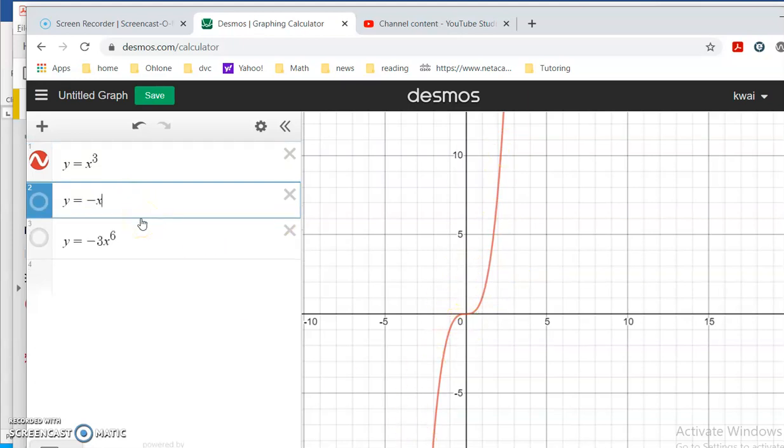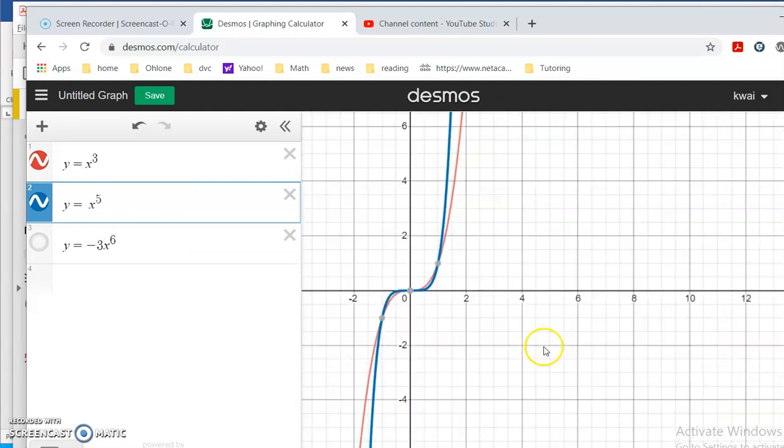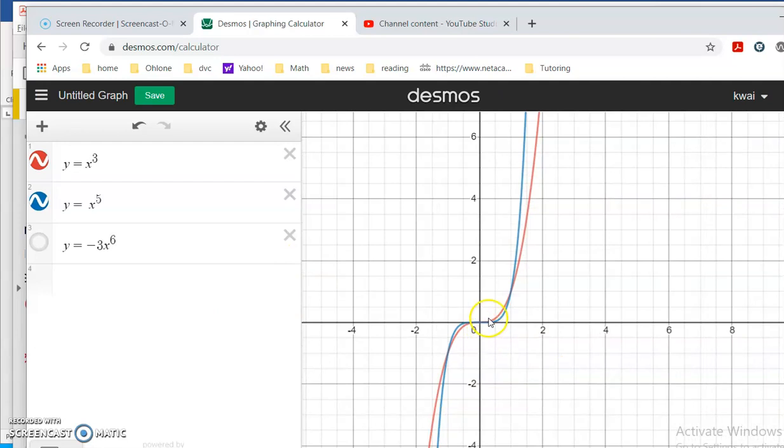What about x to the 5? Let's not do this. Oh, here. X to the 5 is the blue one. So it's in general the same shape, but it just shoots up faster. They intersect at 1, 1, and then they shoot up faster. So if you look at the intersection, before negative 1, the x to the 5 is lower than x cubed, but after 1, 1, it shoots up faster.